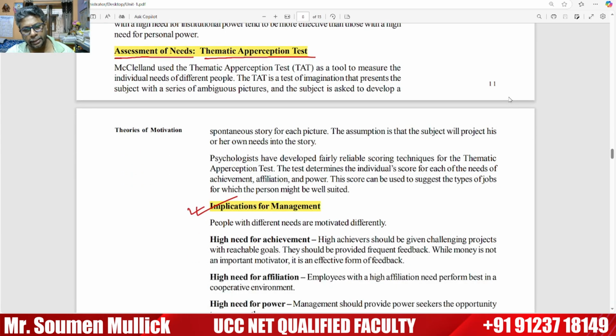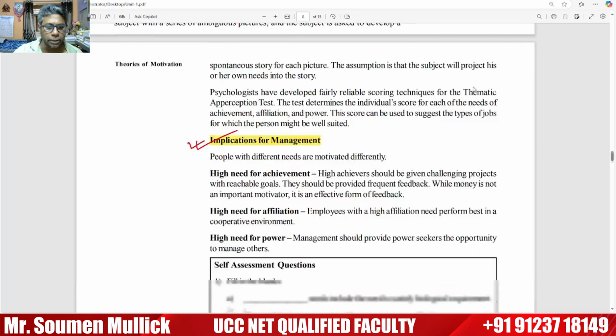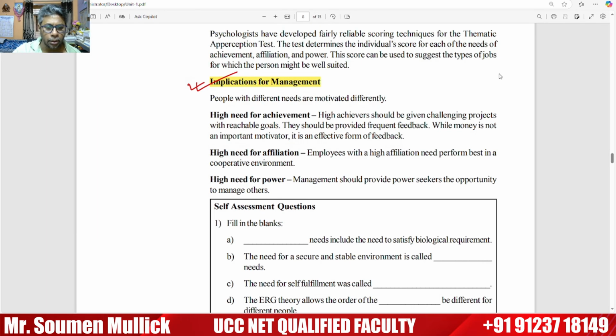As a psychologist, McClelland developed a fairly reliable scoring technique for the Thematic Apperception Test. The test determines the individual score for each of the needs: achievement, affiliation, and power. This score can be used to suggest the type of job for which the person might be well suited. Now, a very important area is the implication for management. People with different needs are motivated differently.